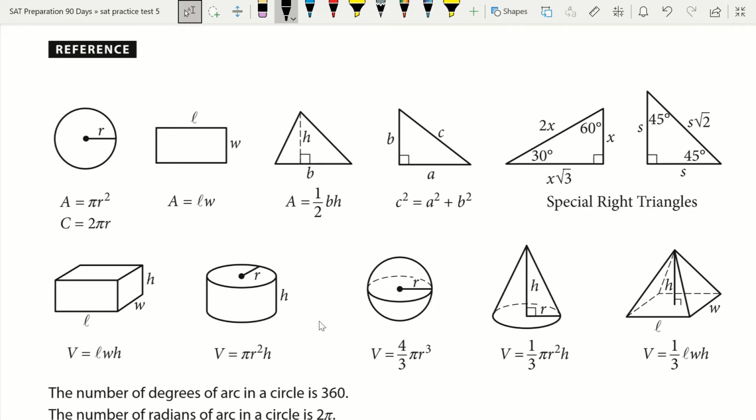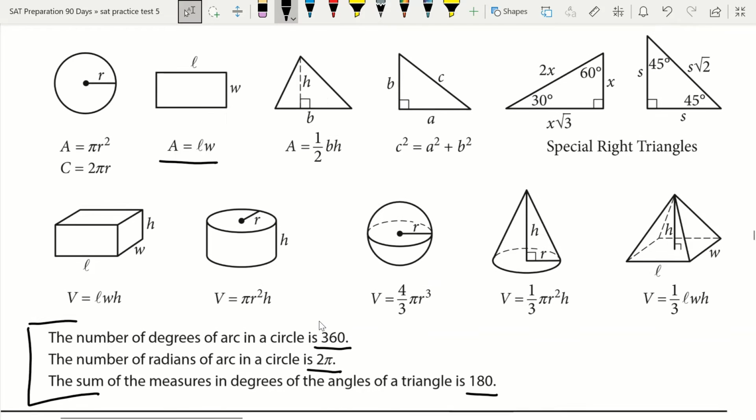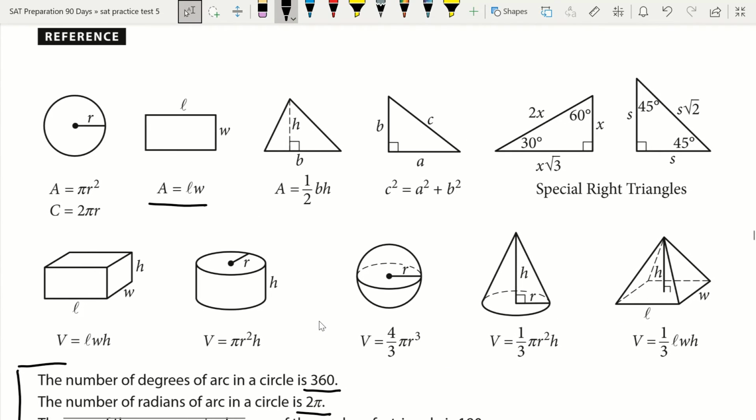Therefore, you want to go into the SAT having these equations memorized. The other thing that you should understand is these three sentences down here. The number of degrees of arc in a circle is 360 degrees, the number of radians of arc in a circle is 2 pi, and the sum of the measures in degrees of the angles of a triangle is 180. If you can memorize these equations and those three sentences right there, it's definitely going to help you improve your speed on the SAT math section for the with calculator and the without calculator.